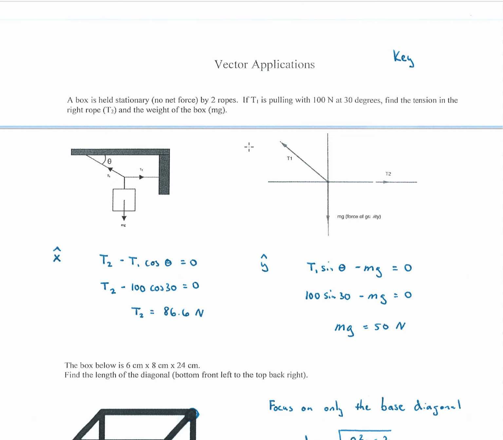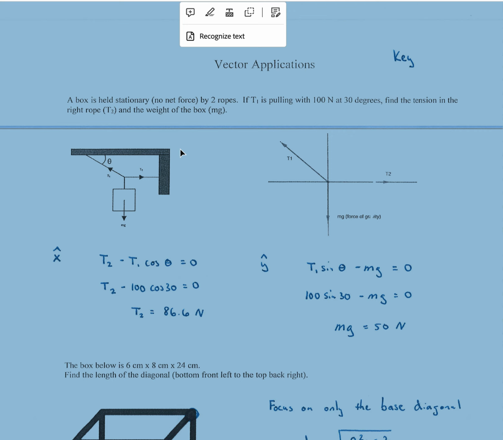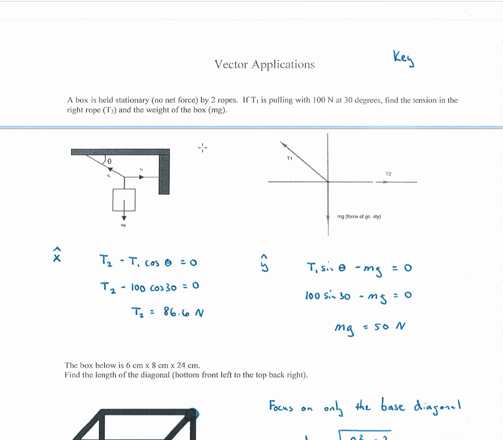We got a box held stationary. Again, here's the key. No net force, which means all the forces in the horizontal direction and the vertical direction must cancel. Meaning if there are forces to the right, there have to be forces to the left. If there are up forces, there are down forces.